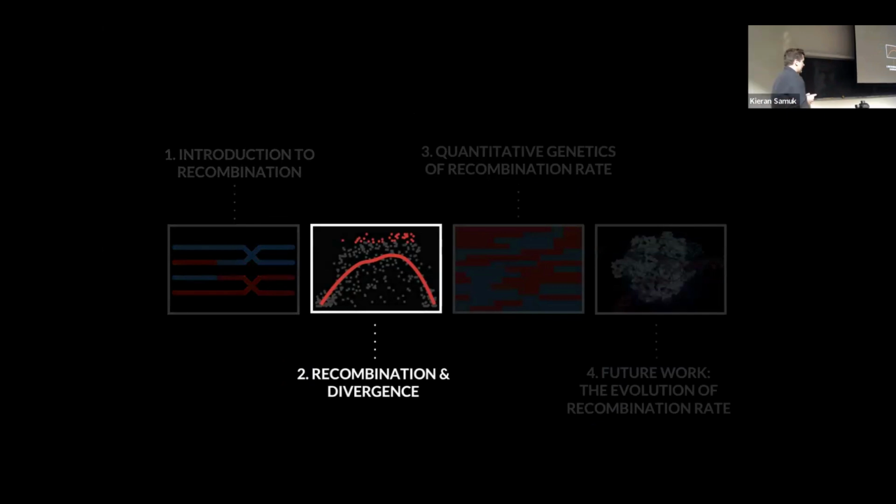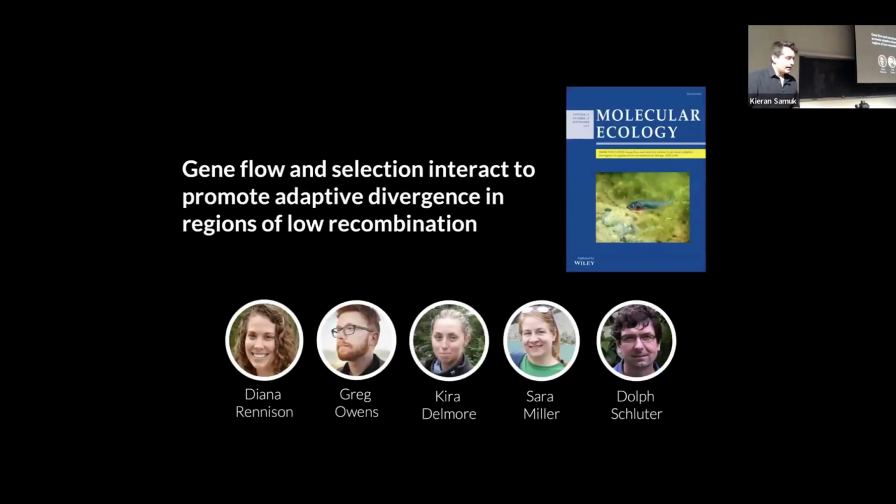So this first vignette is going to be focusing more on those consequences. We're going to be taking some variation in recombination rate in an organism and trying to understand what consequences that has for its evolution. So this is some work that I did with a group of folks from UBC, and this was published in Molecular Ecology a couple of years ago.